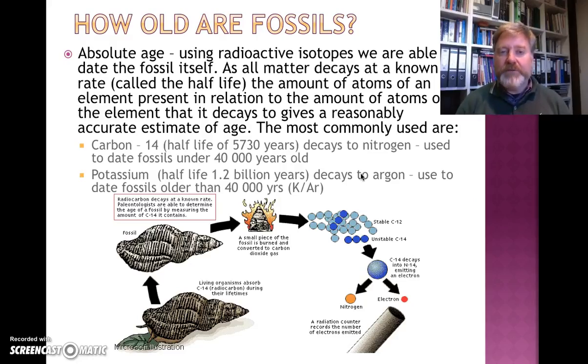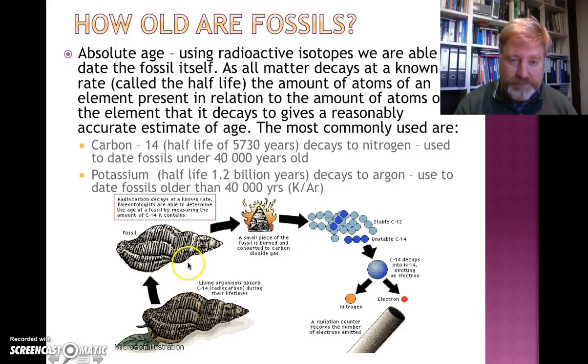To get an absolute age, then we can use radioactive isotopes. The two main ones, and there are a number, use carbon-14, and we can use those reasonably accurately up to 40 to 50,000 years. But once you get beyond that, we tend to use potassium-argon. But it's the same technique.